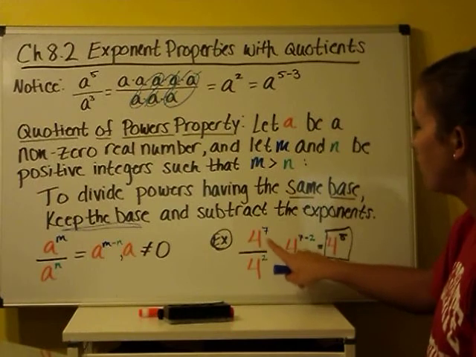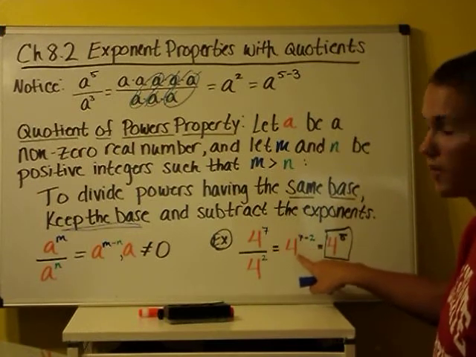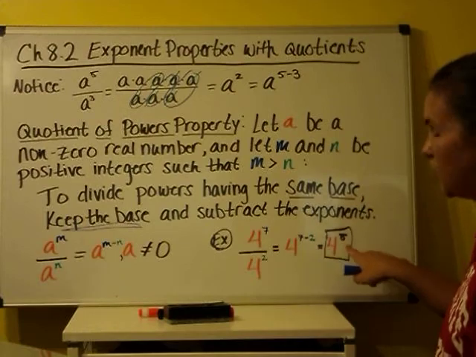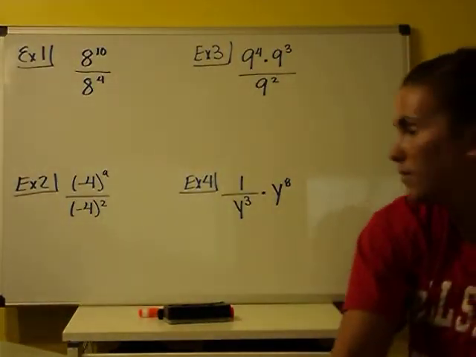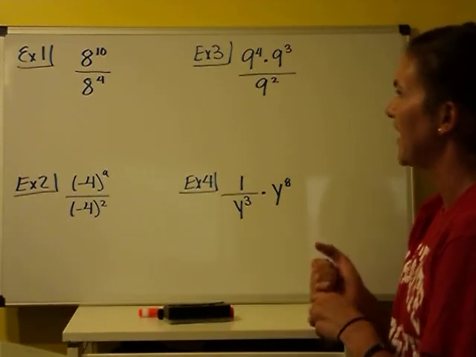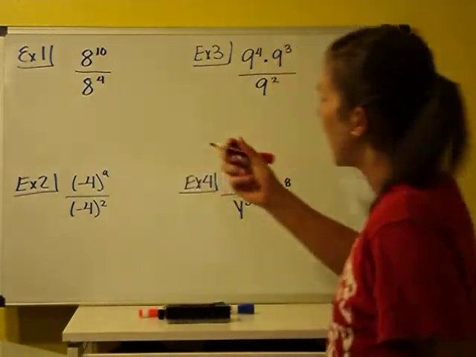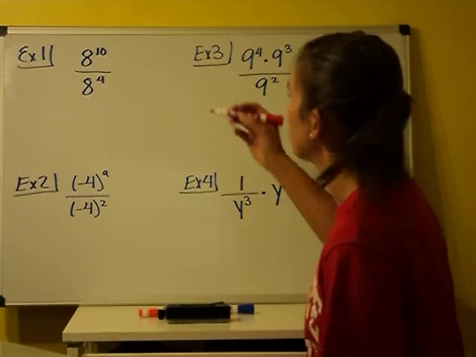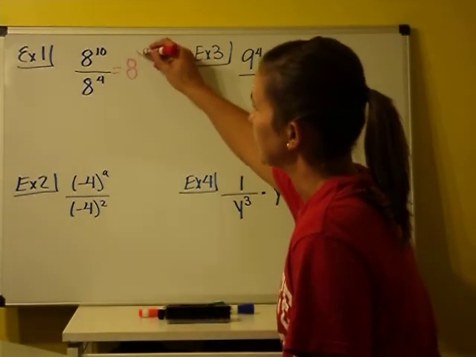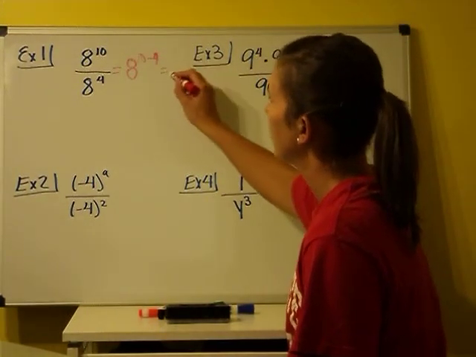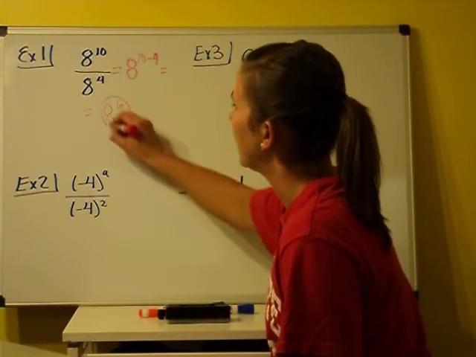Over here with numbers, we have 4 to the 7th divided by 4 to the 2nd. Notice, we keep the base, so we keep 4, and then we subtract 7 minus 2, which gives us 4 to the 5th. Okay? So, let's try a few examples. Here with example number 1, we have 8 to the 10th divided by 8 to the 4th. Those have the same bases, which means that we can use our quotient of powers property. So we're just going to keep our base, which is 8, and then we're going to subtract the exponents. So we have 10 minus 4, which gives us 8 to the 6th power, and that would be your answer.